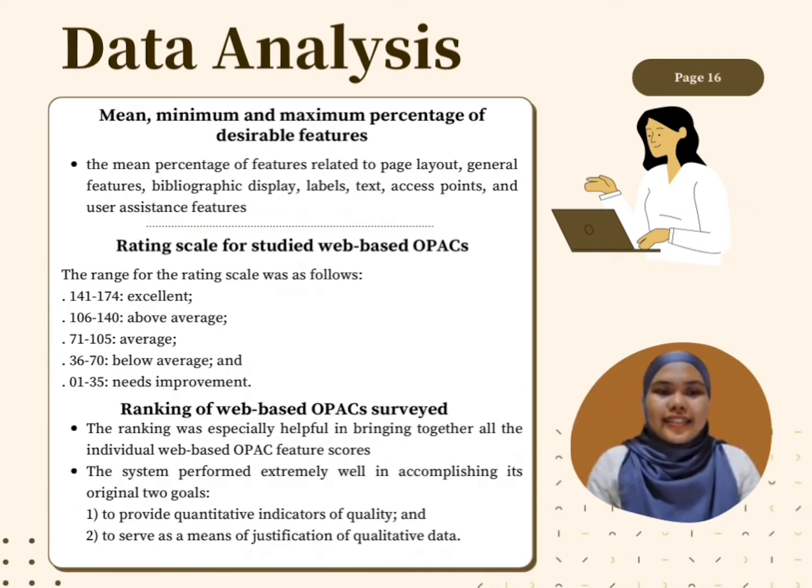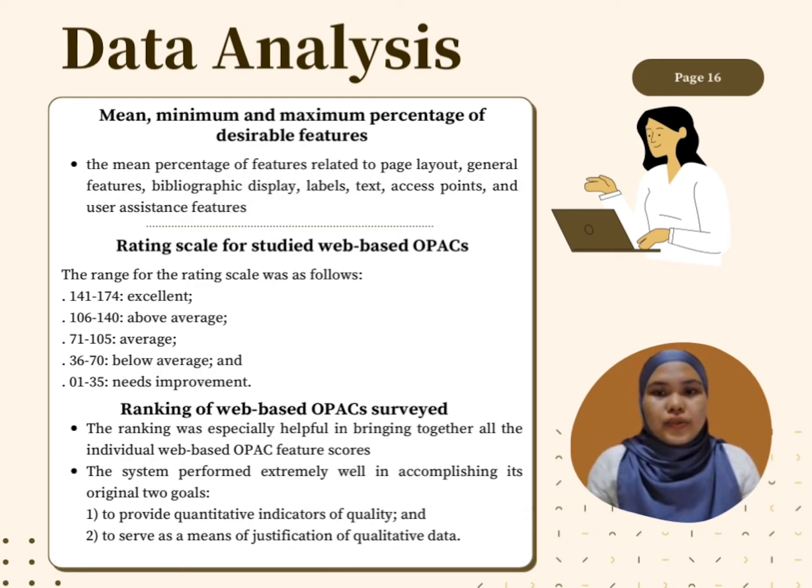So next data analysis is mean, minimum and maximum percentage of desirable features. So the mean percentage of features related to page layout, general features, bibliographic display, labels, text, access point, and also users' system features get the high scores. And those related to searching, search limits, and output services or facilities or external links and search filters are getting below average.